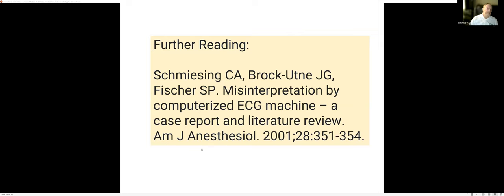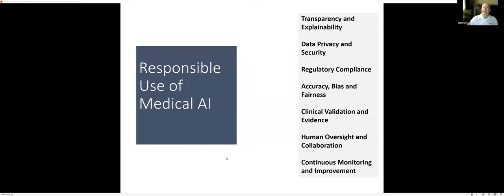So if you're reading an electrocardiogram, read it first, see what the computer says. And if you disagree, well, go to a cardiologist. Let's close by talking about the responsible use of medical AI.